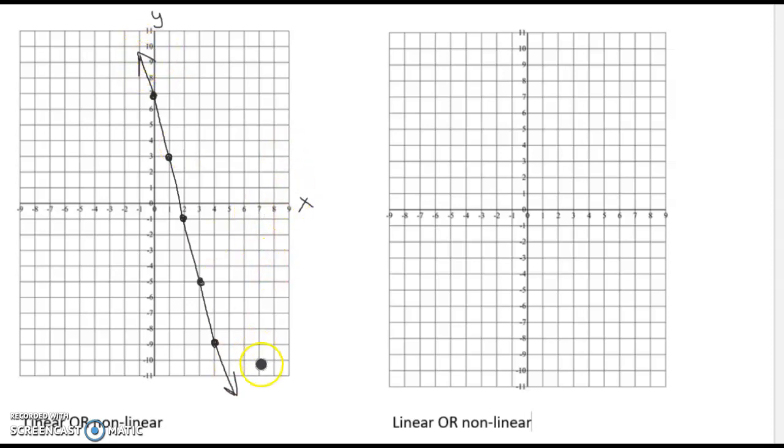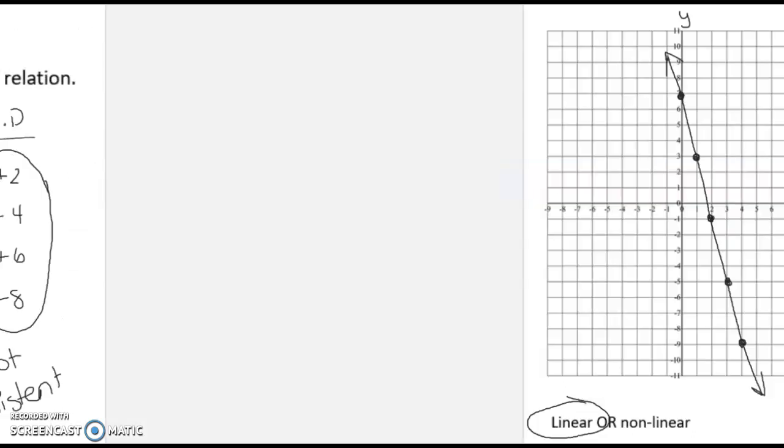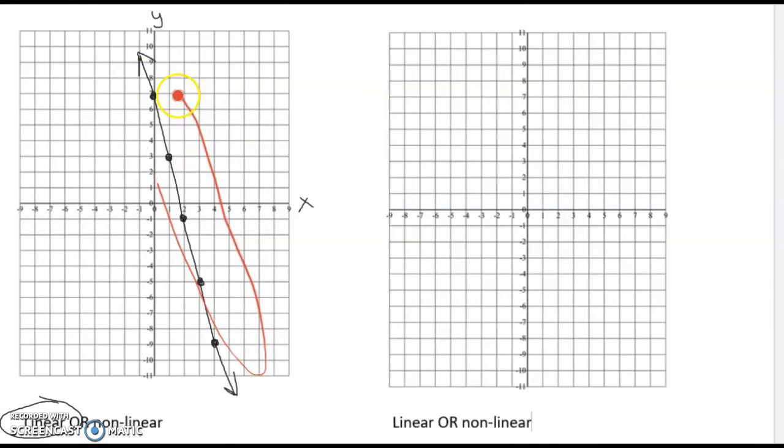Okay, so if I look at this, is it linear or nonlinear? Well, linear means a straight line. Nonlinear means some kind of curve. Okay, so we're going to go with this relation is linear. Okay, and when we looked at the linear, the first differences were all the same. Okay, straight line, first difference is all the same. Now we're going to map out the second one.